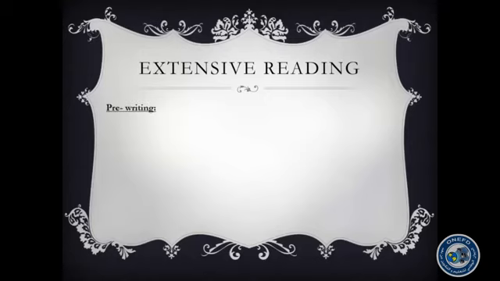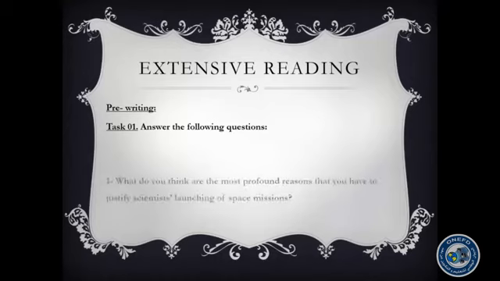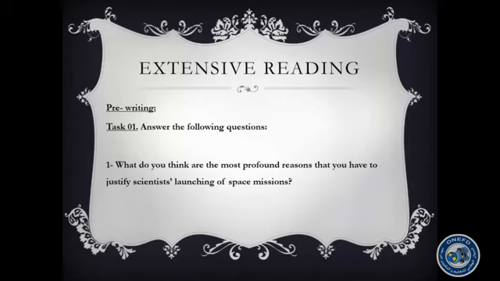The first task is pre-writing. What are you going to do in pre-writing? Pre-writing means before you start writing, you have to organize your ideas. And we have chosen certain types of tasks to help you organize your ideas. So the first task is: answer the following question. We have chosen one question. What do you think are the most profound reasons that you have to justify scientists' launching of space missions?